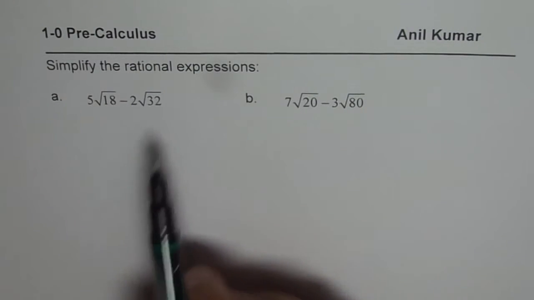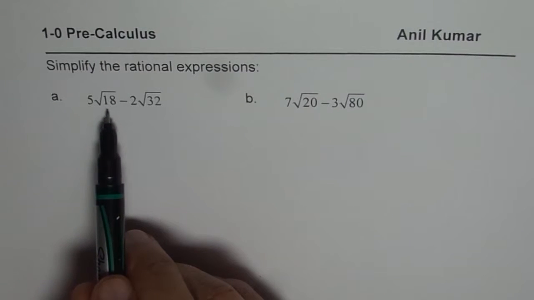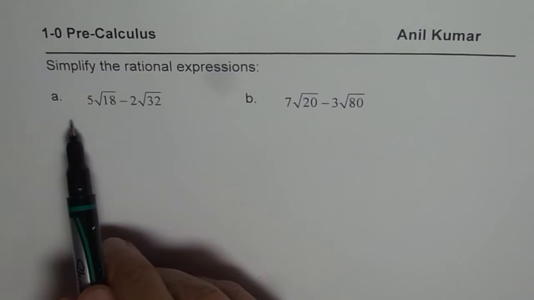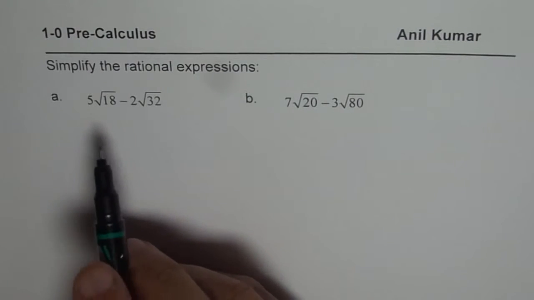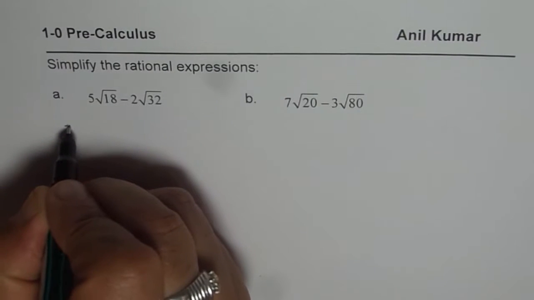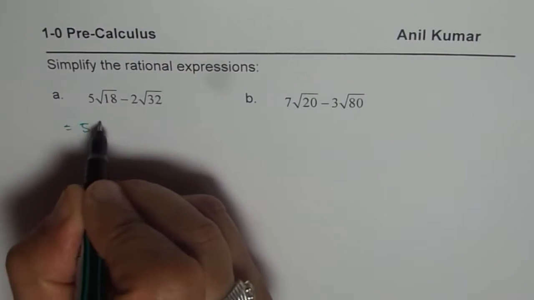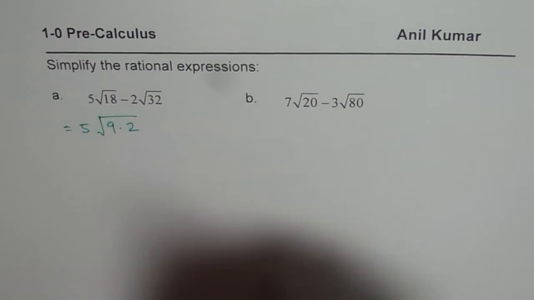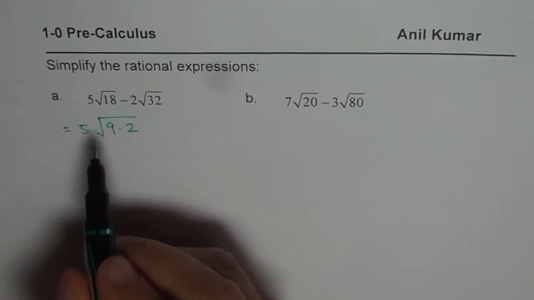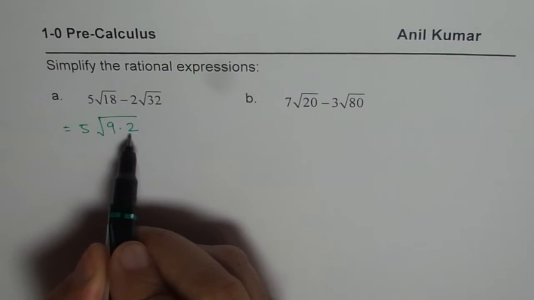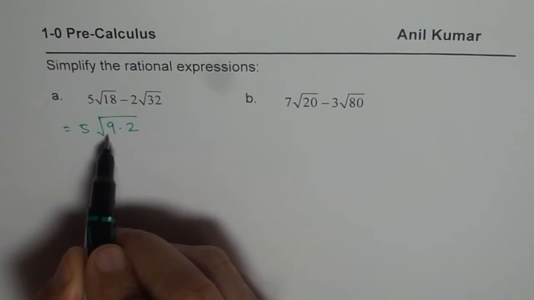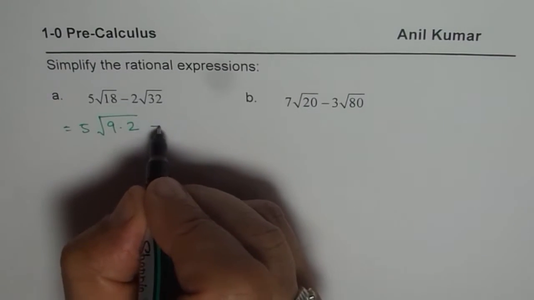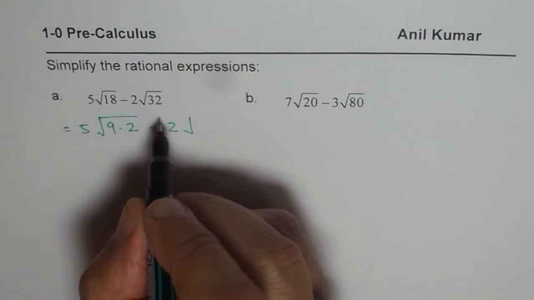The whole idea here is to break up the term inside the radical in the form of a perfect square times something else. So what I mean here is you could write 5 times square root 18 as 5 times square root of 9 times 2. Well, 18 is also 16 times 3, but we are writing 9 times 2 only because square root of 9 is 3. So we need one term as a perfect square. That's the whole idea.